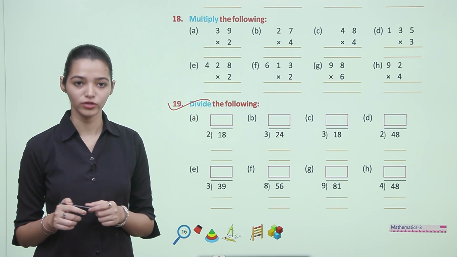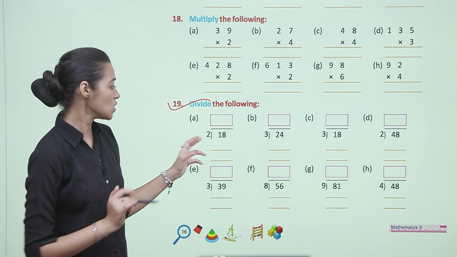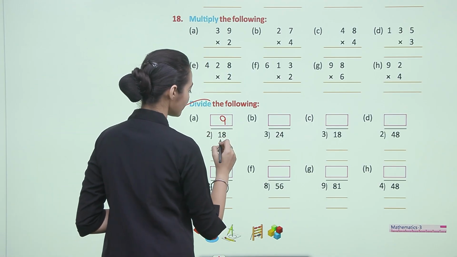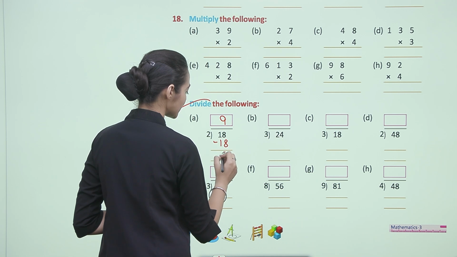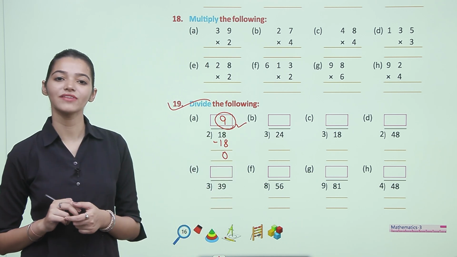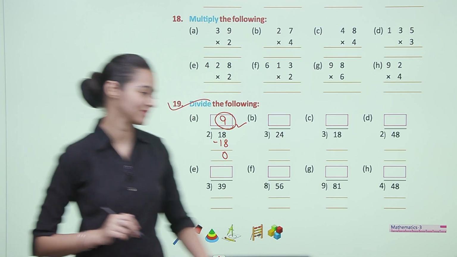We have to divide the following. Here we have to divide these numbers. When 18 is divided by 2, it becomes 2 9s are 18 and 18 minus 18 is 0. So, 9 is the correct answer. That's how we can divide all the numbers by ourselves.